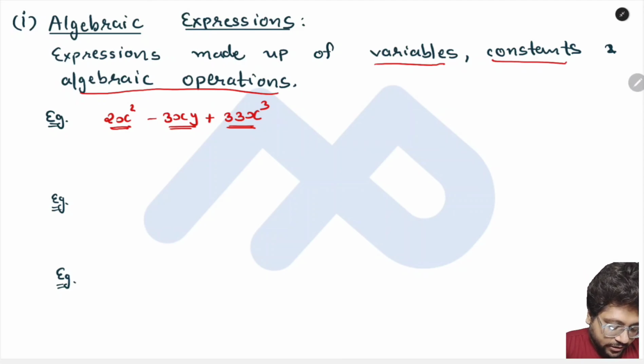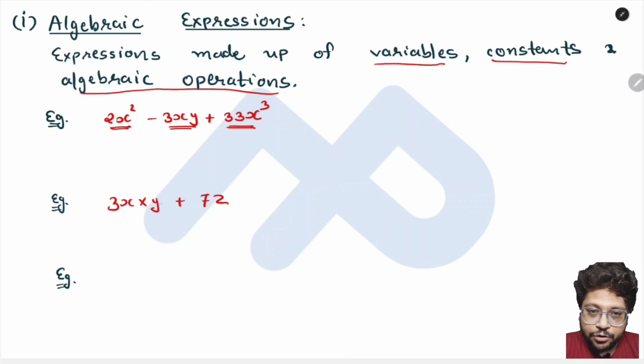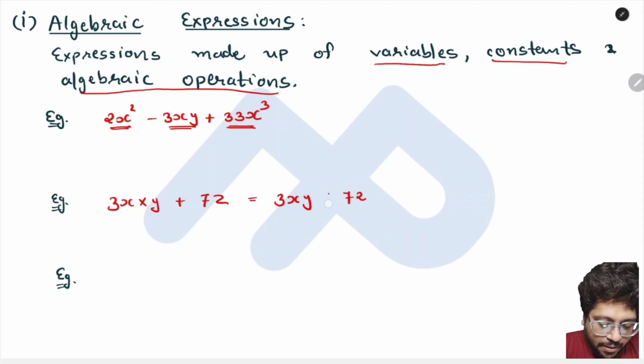If they have asked you like this, let's say 3x into y plus 7z, how many terms are there? There are only 2 terms. I'll tell you why. Because this multiplication, x into y, is considered a single term. Whenever there is a multiplication or division, it is considered a single term. So 3xy is the first term, and 7z is the second term, and they are separated by plus. Any algebraic terms are separated by plus or minus sign only. You cannot differentiate them using multiplication or division. Clear? I'll give you another example.